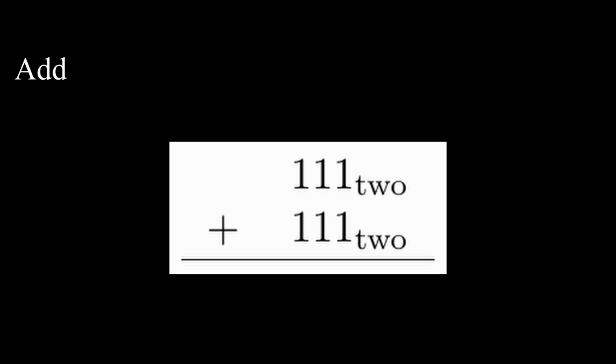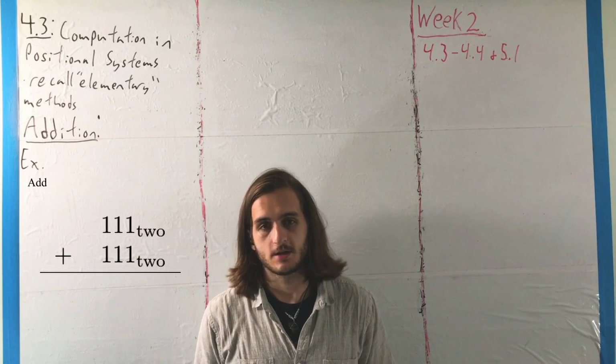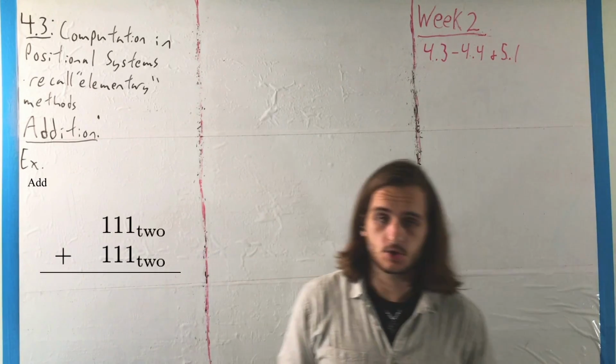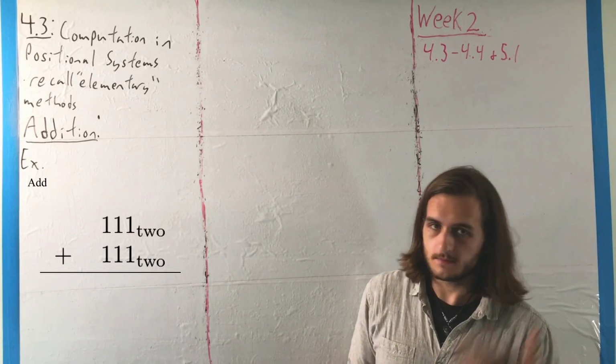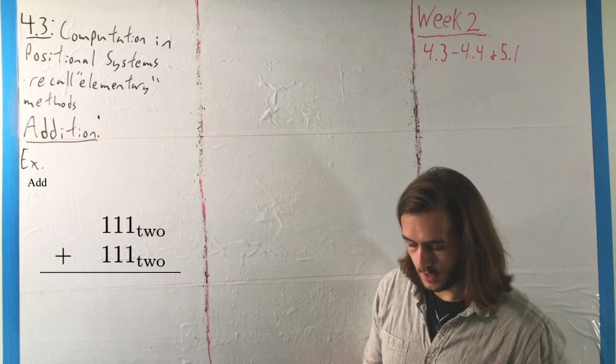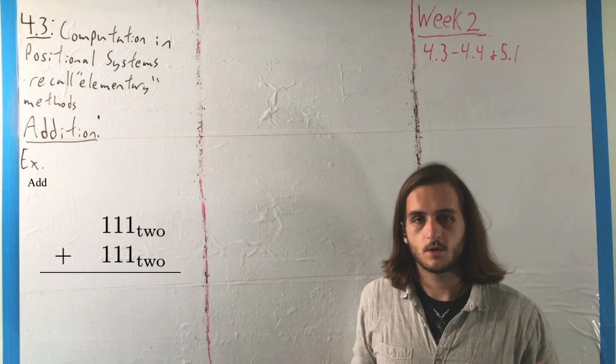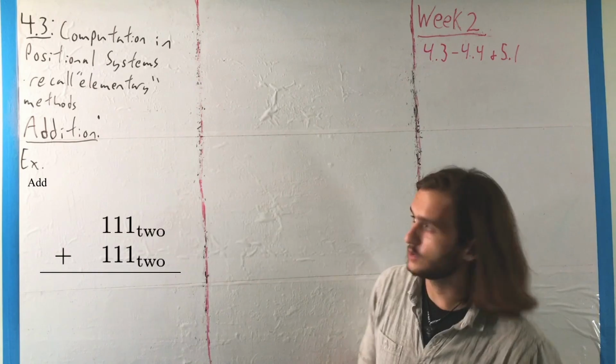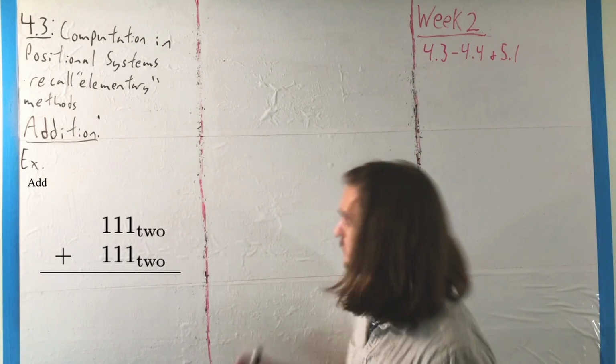So for our first example, we want to add 111 and 111 in base 2. Very exciting looking, but what we're going to do here is essentially think about this in the same way that we did way back when you were first learning addition, just to be careful about carrying around ones from getting your digits up, as it were.